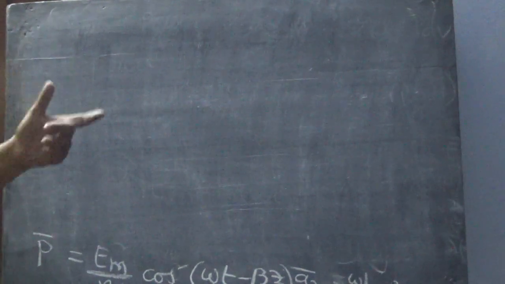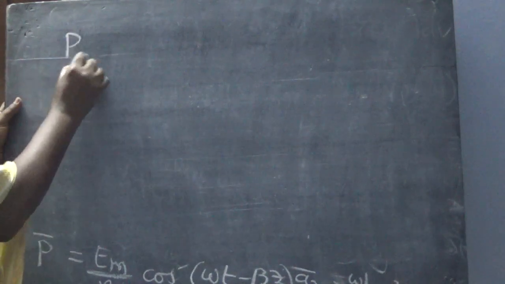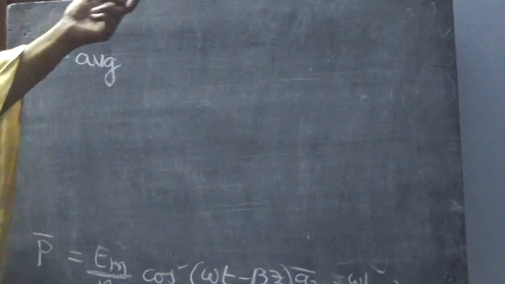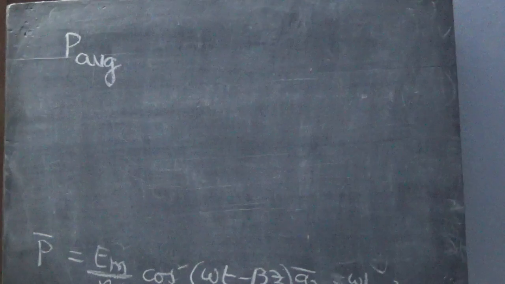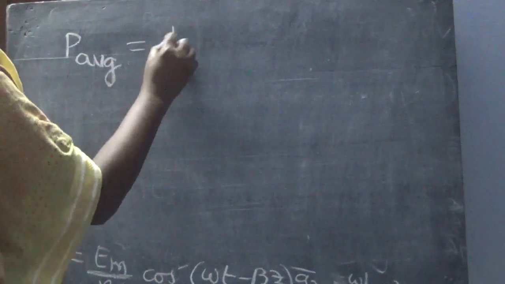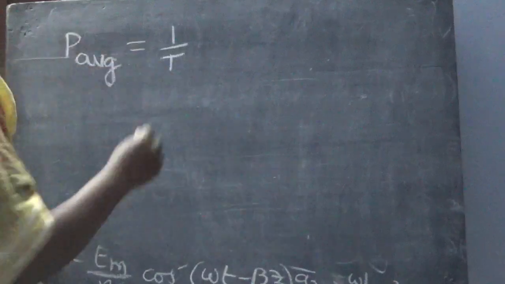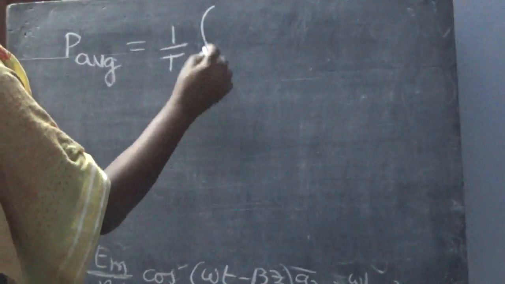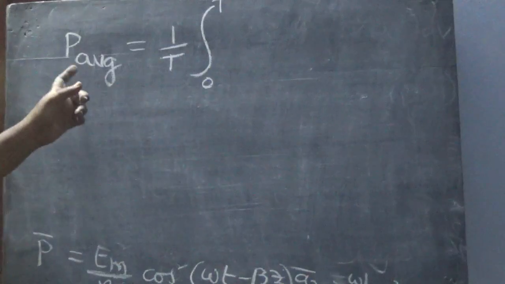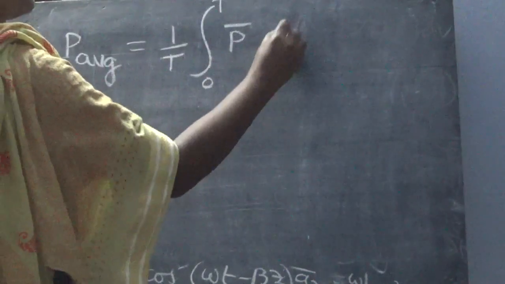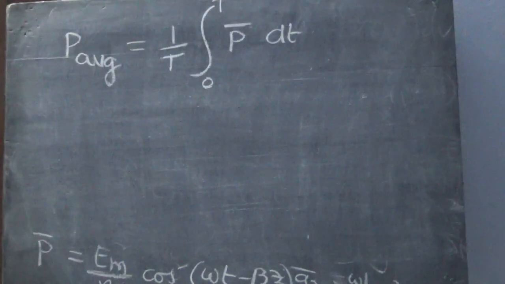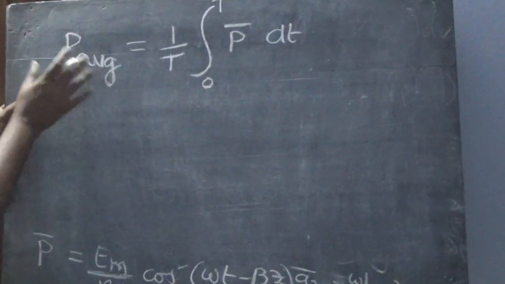So how to find the average? How to find the area? Area గురించి వచ్చేటప్పటికి, what is the area? Area under a curve అని calculate చేస్తాం. So integration will give the area. So if we consider 1 by T, where T is the time period over which we are considering, from 0 to T, and this P bar with respect to dt, with respect to time we are integrating. So this will give the average power P.